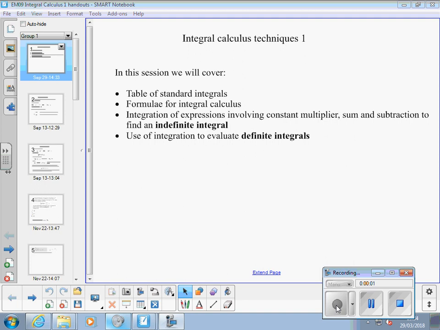Table of standard integrals we're using. Normally, integral calculus, constant multiplier, sum, and subtraction to find what's called an indefinite integral, and the use of integration to evaluate what's called definite integrals. We may get all that done today.